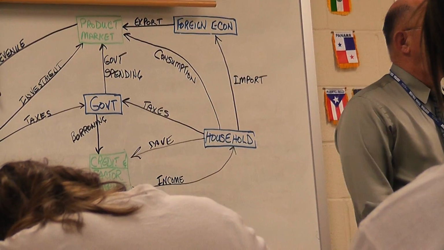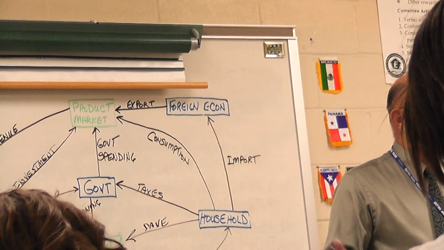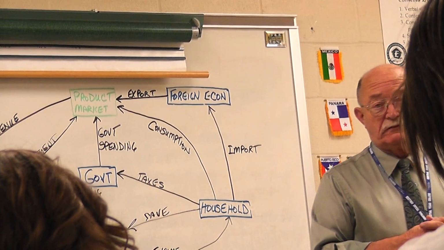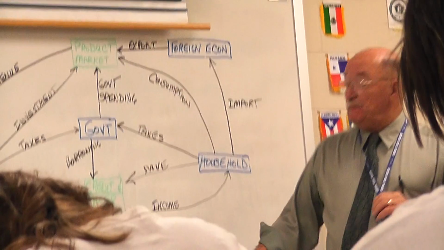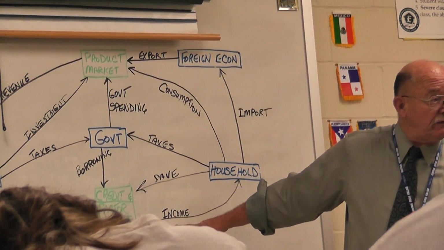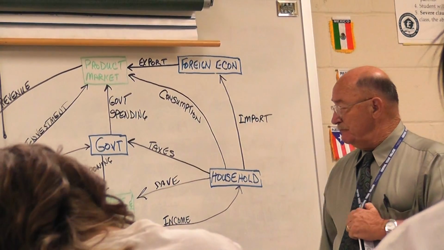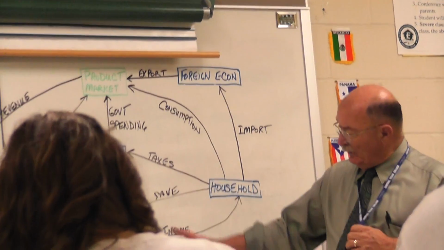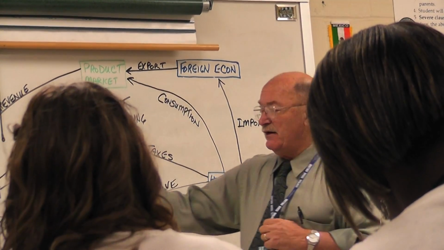When you sell yourself to another business, you're selling them your labor efforts. That's a factor. And that's your source of income. That's where all the money comes from. Everybody clear on the 3 markets now? All right, let's come over here to business.